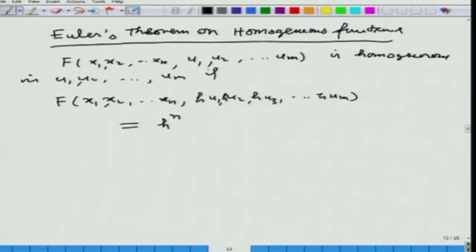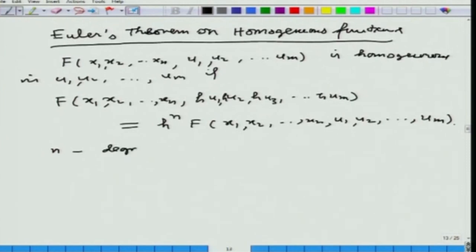This n is called the degree of homogeneity of the function f of x 1, x 2, x n and u 1, u 2, u m. So, this function f is homogeneous in these variables u 1, u 2, u m if we have f of x 1, x 2, x n and h of u 1, comma h of u 2, comma h of u 3 and so on up to h of u m equal to h with power n coming out. So, n is called the degree of homogeneity of f with respect to u 1, u 2, u m.